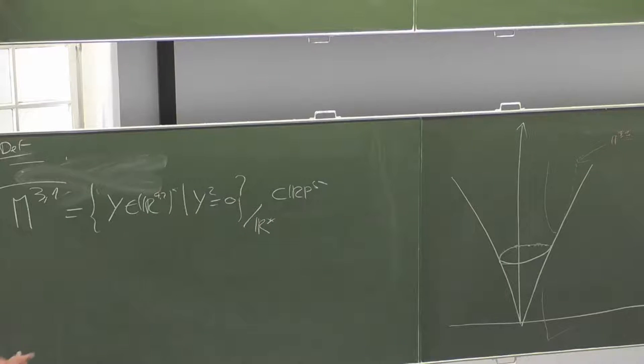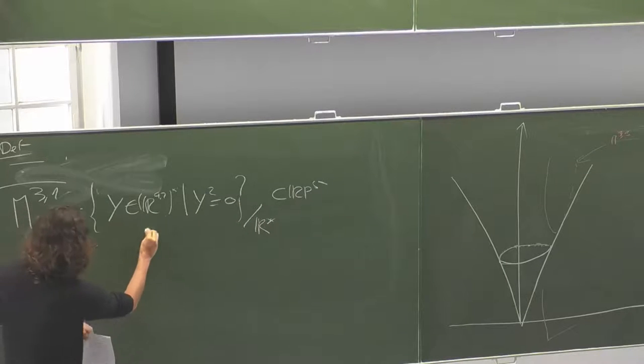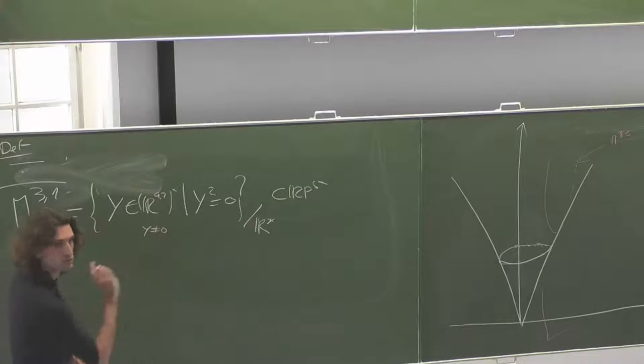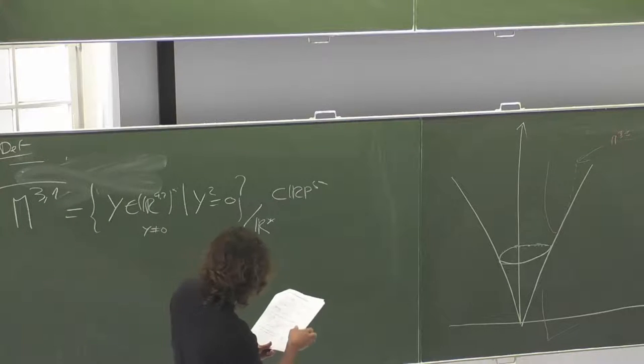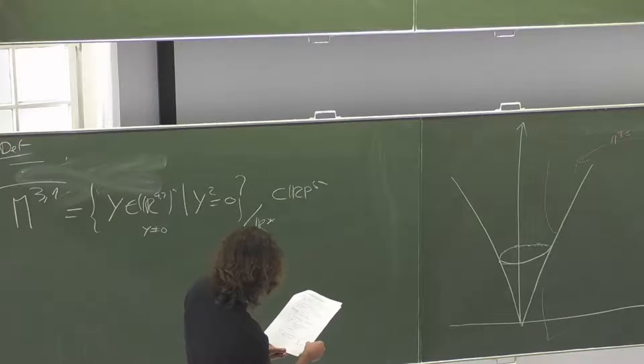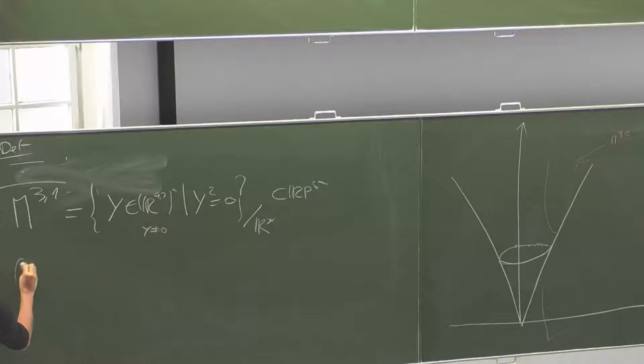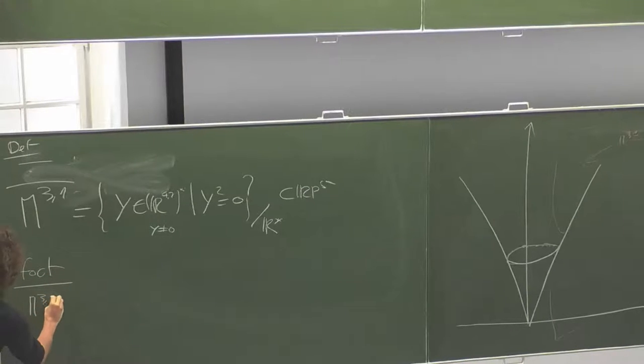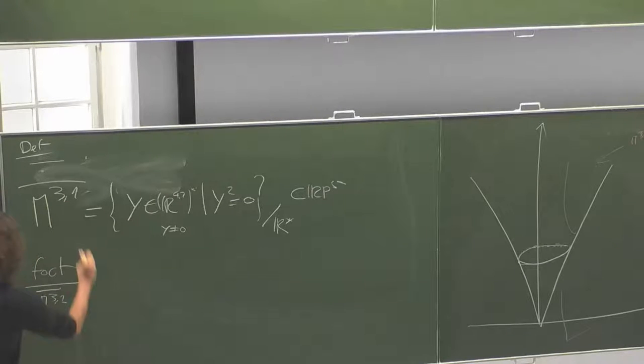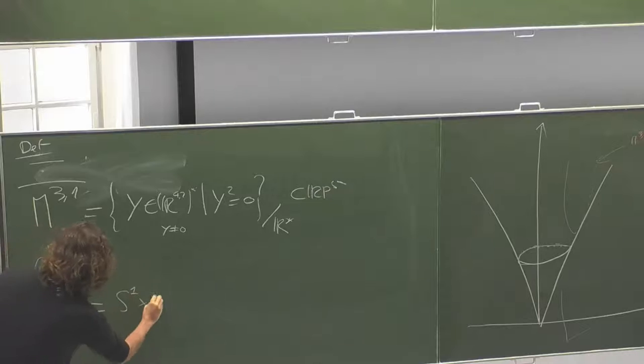The star just means that Y is non-zero. We just want to take out the tip of the cone, otherwise things get annoying. Okay, so a bunch of facts related to this guy. Topologically, this bar is just S1 times S3 divided by plus or minus one.